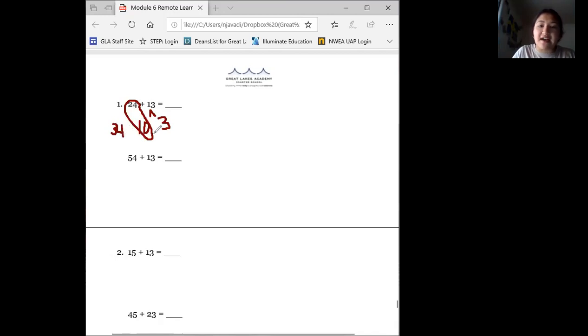Now we just have to add the ones right here. So we used this part of the number bond. Now we have to remember to use this part. So we're going to write 34. If you don't have this number sentence on your page, now would be the time to write it, as well as this work over here.